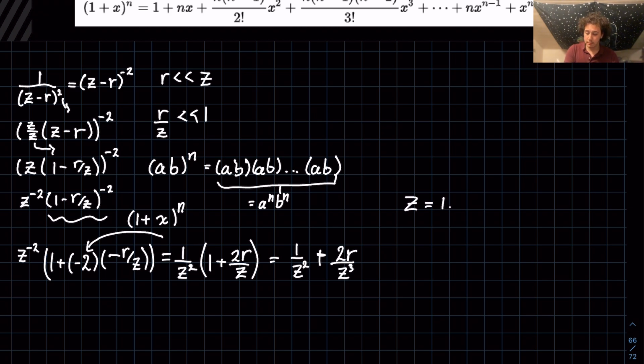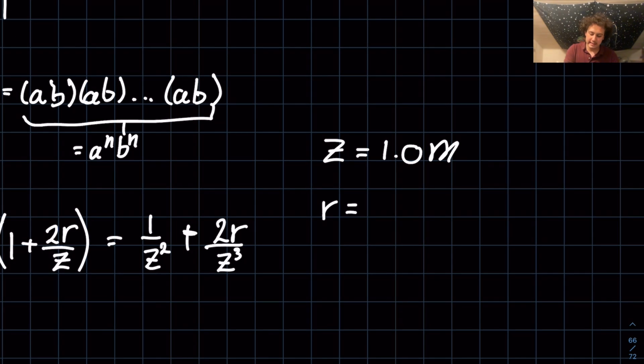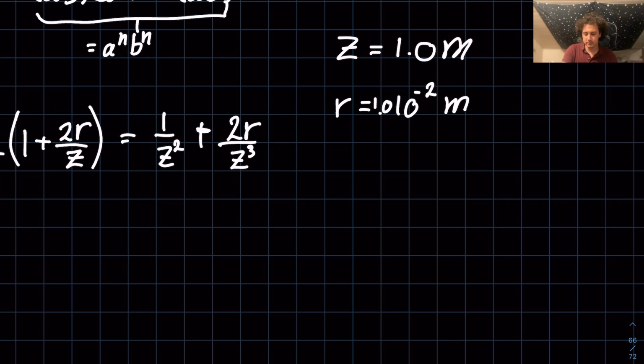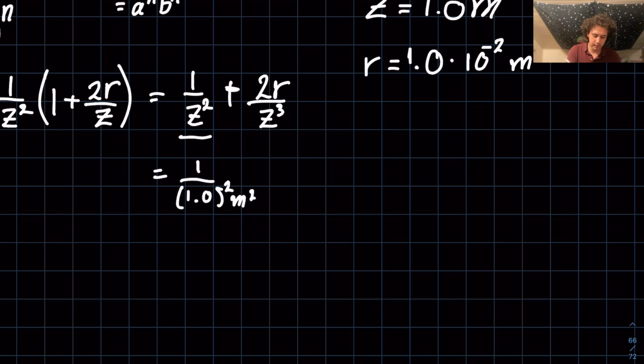Z equals 1.0 meters, and we have r equals 0.01 meters, or 10 to the minus 2 meters, right? Sorry, 1.0 for sig figs times 10 to the minus 2 meters. So if we have 1 over z squared here, z is 1, and so this will be equal to 1 divided by 1.0 squared meters squared, right?